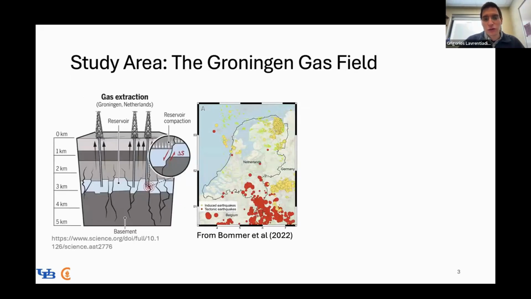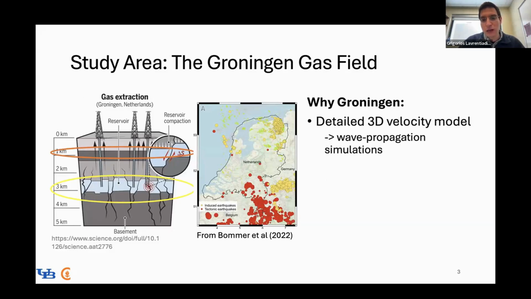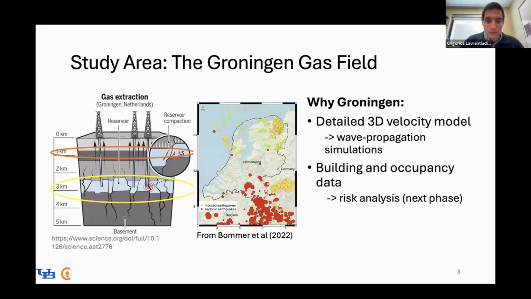For this study, we focused on the Groningen gas field, which is a gas field in Netherlands. And what makes this area interesting is the high impedance contrast at around 1 kilometer deep that causes ground motion to amplify and be trapped near the surface, and the salt layer at 3 kilometers depth, which is where the induced earthquakes are triggered. And we chose Groningen because we have access to a detailed 3D velocity model that we can use to run simulations. And we have a lot of information about building and occupancy, which we can then use to run a comprehensive risk analysis as a next phase of this project.